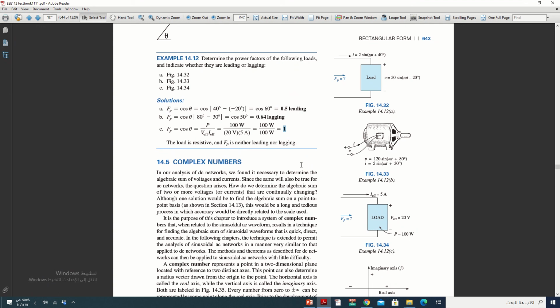This will end chapter 14, and for the next lecture we'll start series circuits in chapter 15, inshallah.